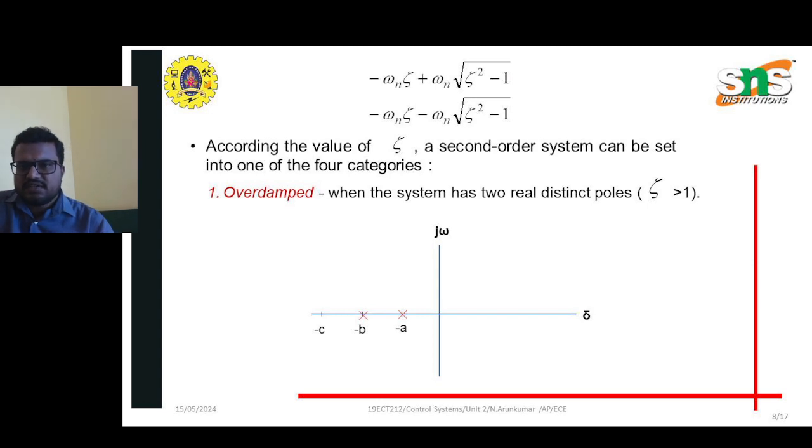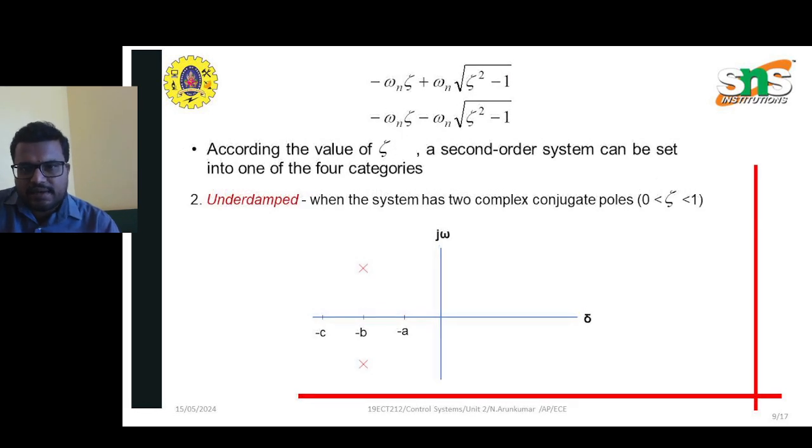According to the value of delta, a second order system can be classified into four categories. First is overdamped. The main condition of overdamped is delta greater than 1, so the poles of the characteristic equation are real and distinct, which can be indicated on a graph. The next one is underdamped. The delta value must be between 0 and 1. If the poles are in between, then the system is said to be in underdamped condition.